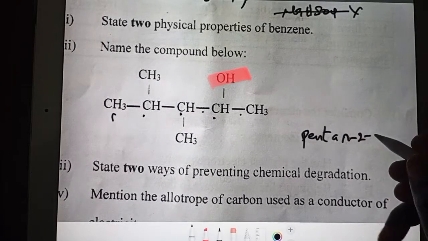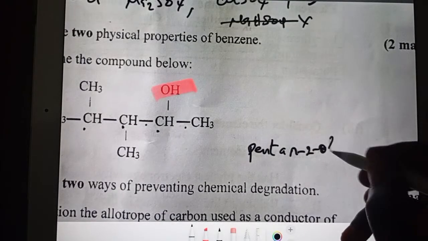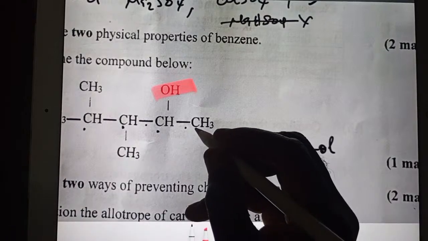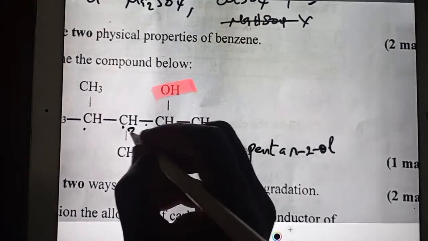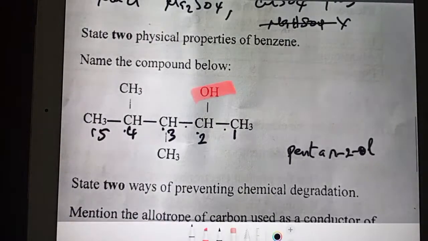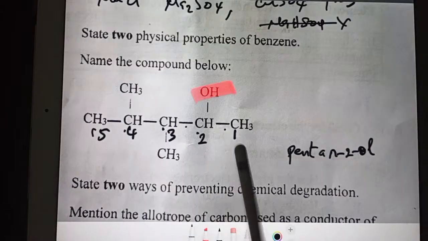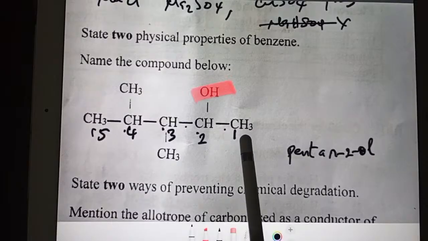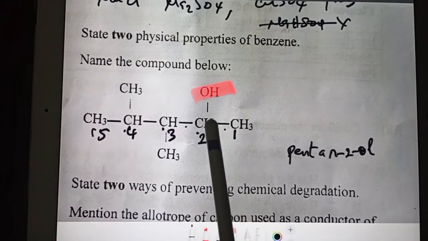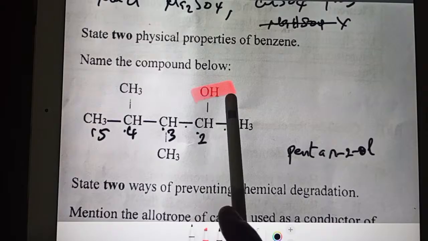So pentan-2-ol: we have gotten the root and the suffix. Having said that this is pentan-2, automatically this is carbon 1, 2, 3, 4, and 5. So when you look at this, we will check at carbon 1: do we have any substituent group? We don't. Carbon 2, we don't have a substituent group. Rather, what we have is the functional group, which I highlighted.